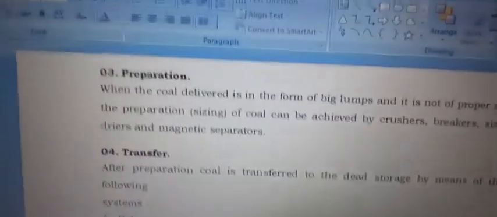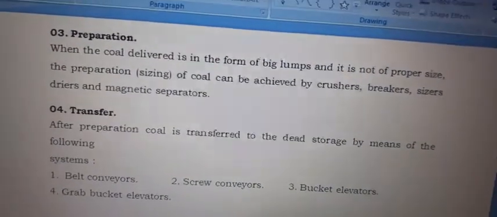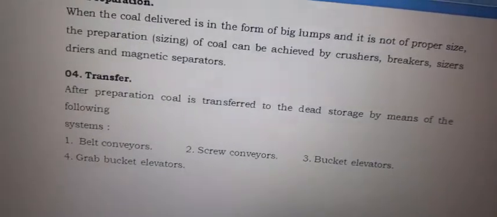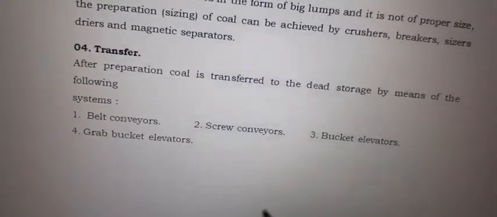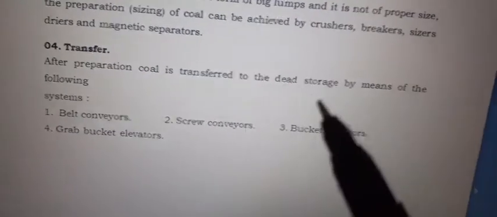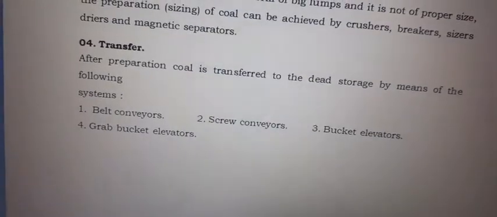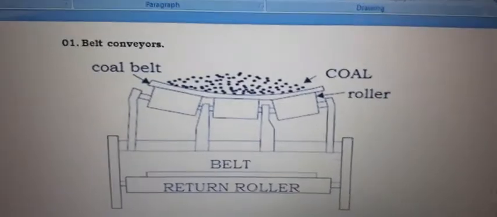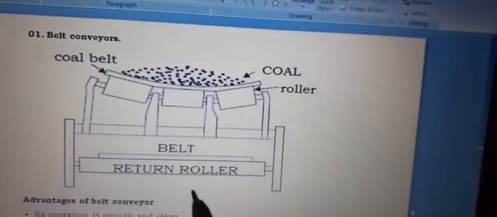And next, preparation. When the coal delivered is in the form of big lumps and not of proper size, the preparation of coal can be achieved by crushers, breakers, sizers, dryers, and magnetic separators. And transfer. After preparation, the coal is transferred to the dead storage by means of belt conveyors, screw conveyors, bucket elevators, and grab bucket elevators. And belt conveyors, you can see the belt conveyors here.